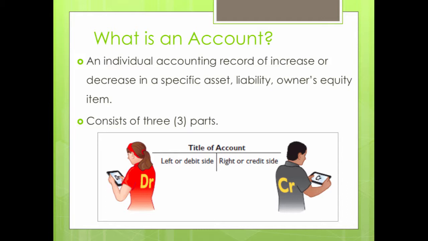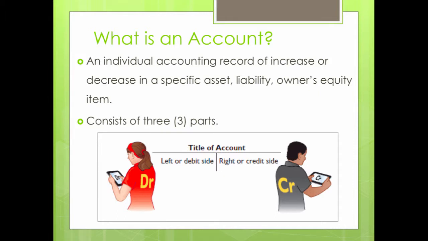So here we review what is an account. An account is an individual accounting record of increases or decreases in a specific asset, liability, or owner's equity. And an account consists of 3 parts, as the visual shows here. You have the title, you have a left or debit side, and the right or credit side. We refer to this illustration as the T account, simply because the format resembles a T right here. You see this T.